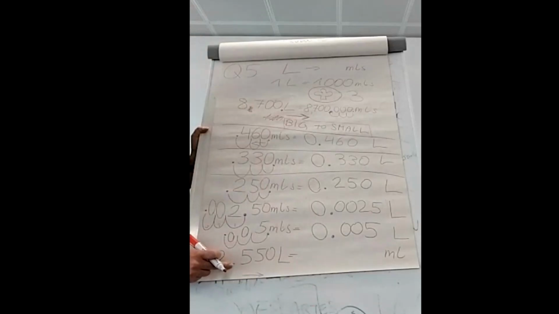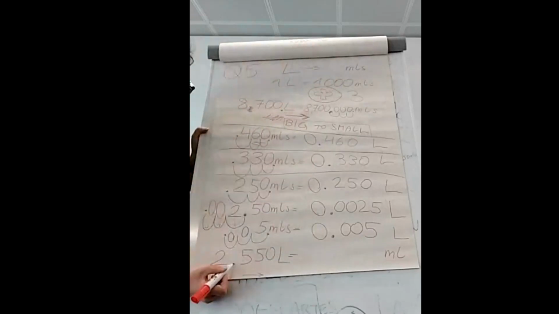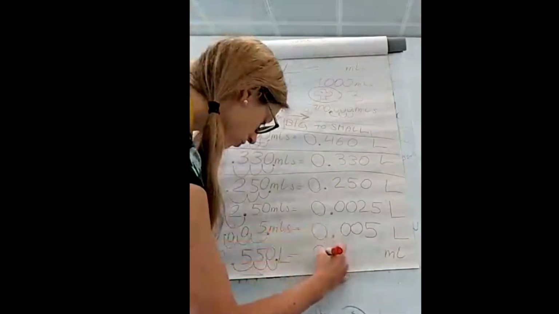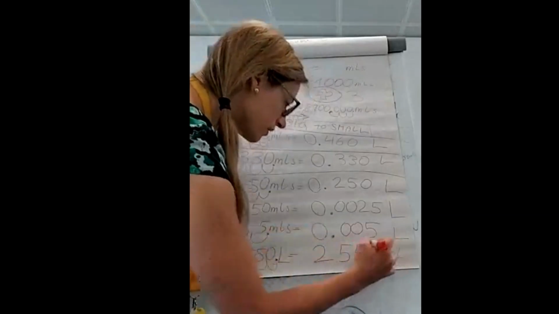We have a dot here. We're going to move it this direction. How many times? 3 times. 1, 2, 3. So it lands here. Then we just write it down. 2, 5, 5, 0. That's it.